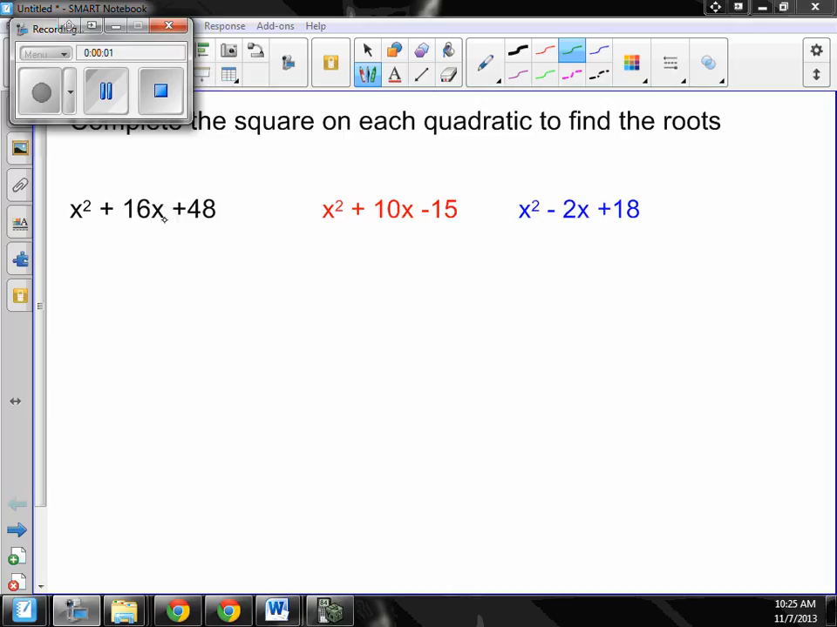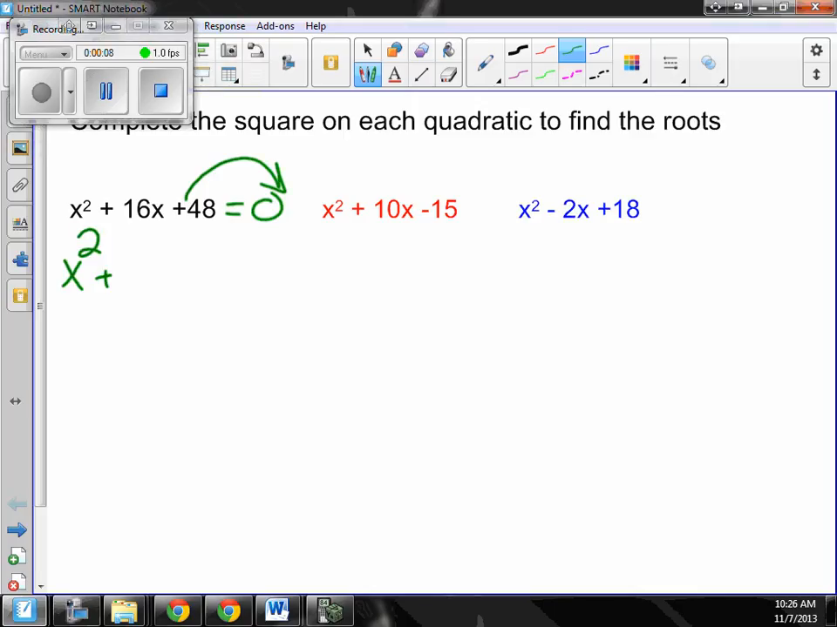For this first problem, we set it equal to 0, and we subtract the 48 to the other side. So we get x squared plus 16x, and I'm going to leave a space, equals negative 48.